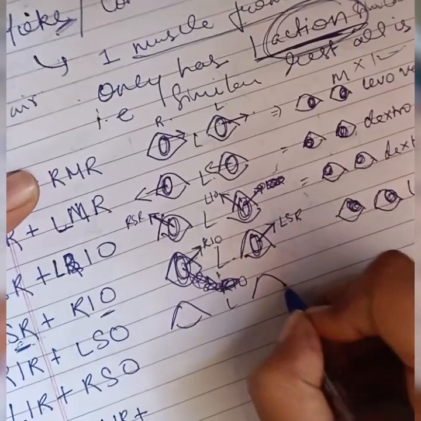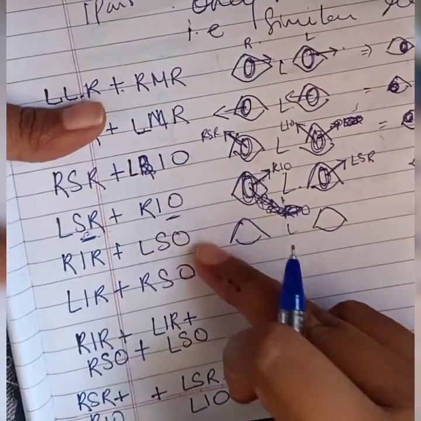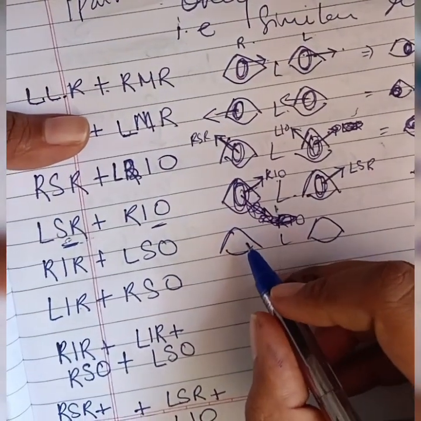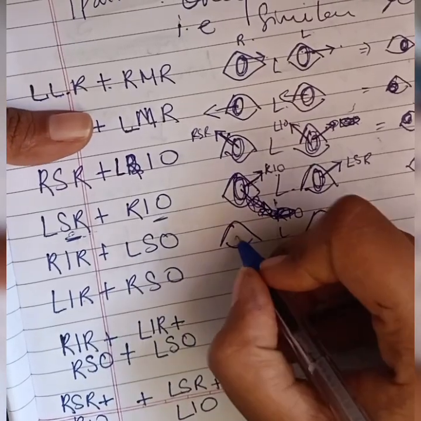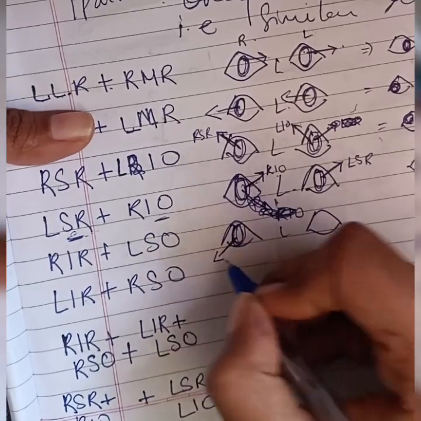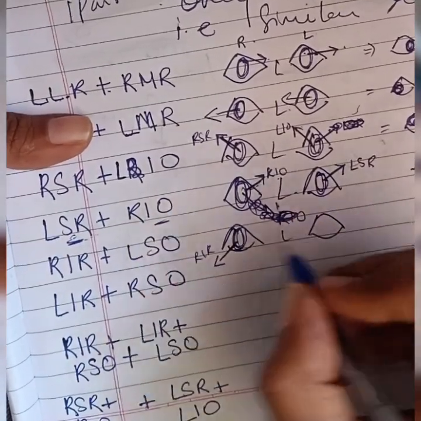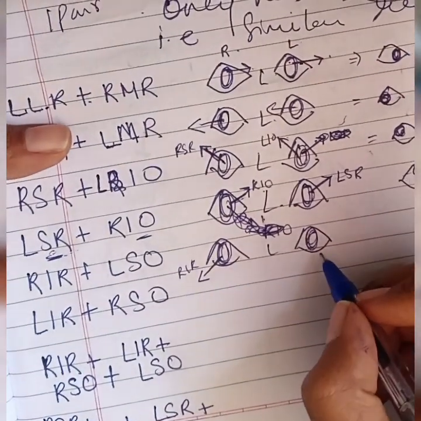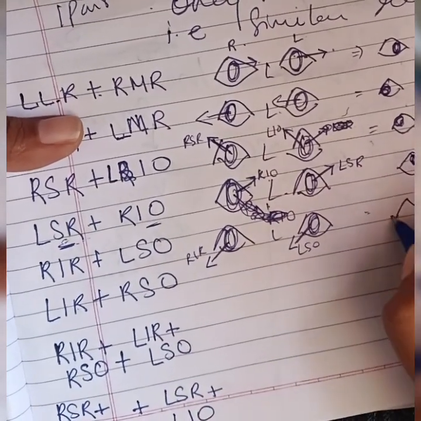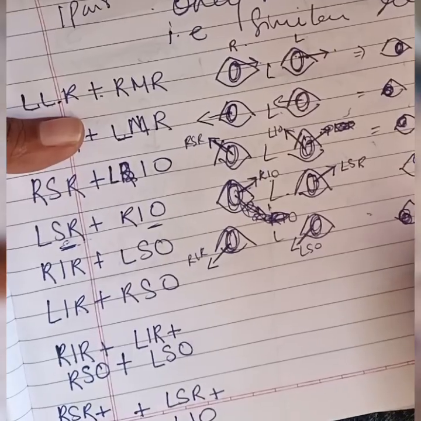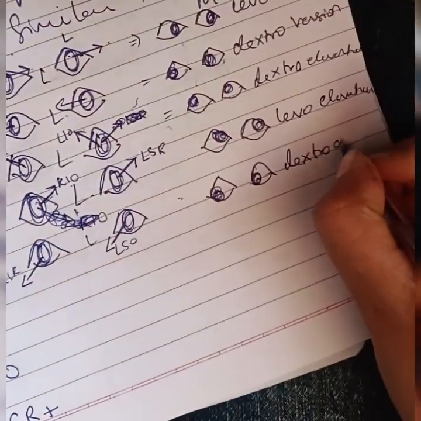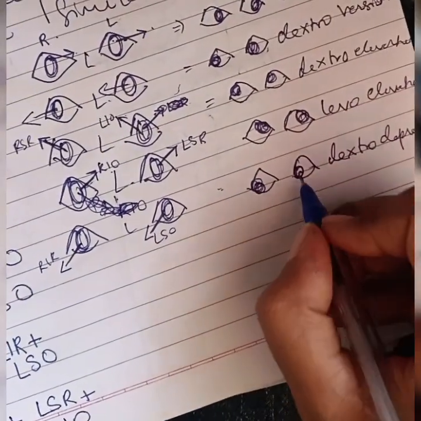Then comes your right inferior rectus and left superior oblique. So inferior rectus primary action we know is depression and in abduction. So over here right inferior rectus and left superior oblique. So we know superior oblique secondary action is depression and adduction. So here is left superior oblique. So this is towards the right side, so dextro depression towards the right side.